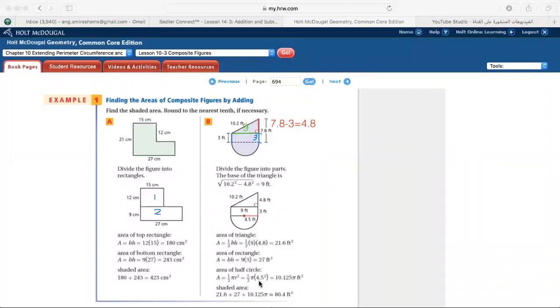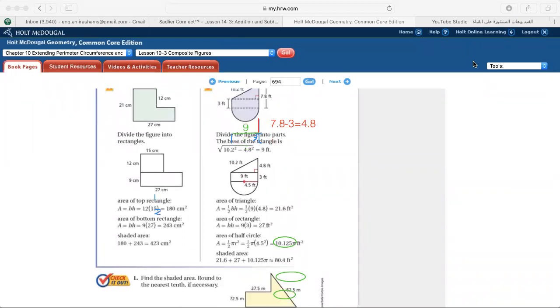What about the area of the circle? It is pi r squared. As I see here, I have the whole diameter. The whole diameter is 9. I want to get the radius. The radius is half the diameter, which is half of 9, which is 4.5. So pi multiplied by 4.5 squared gives me the area of the circle. So now I got the area of the triangle, the area of the rectangle, and the area of the circle. When I add the three together, I will get the area of the whole figure.